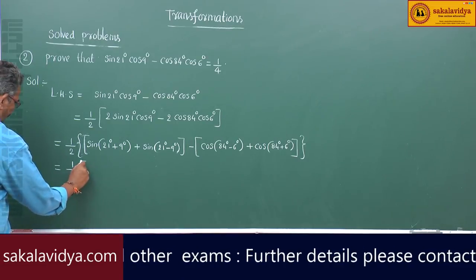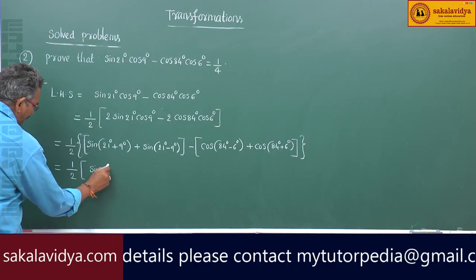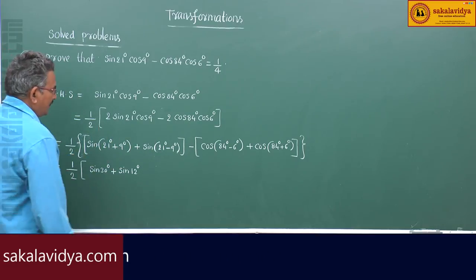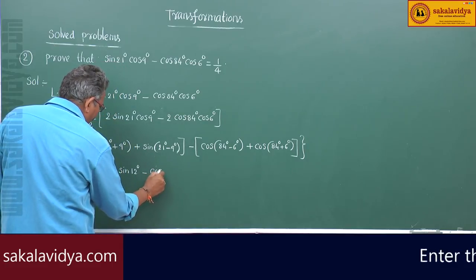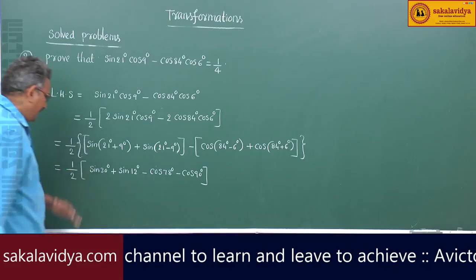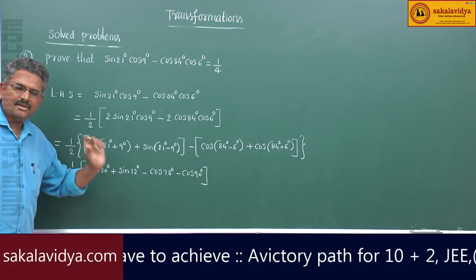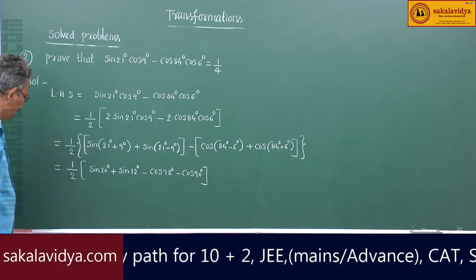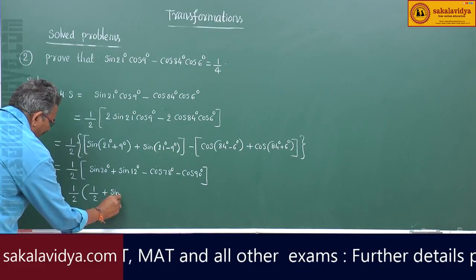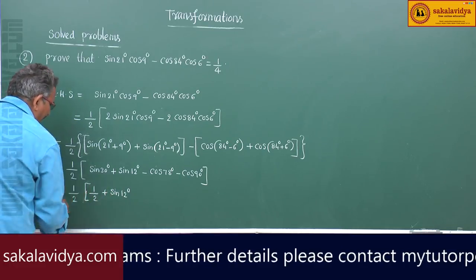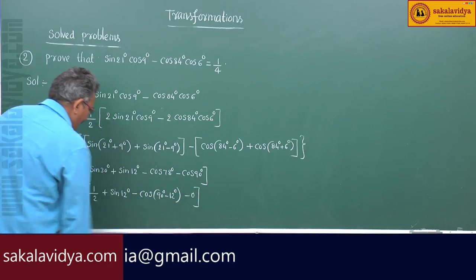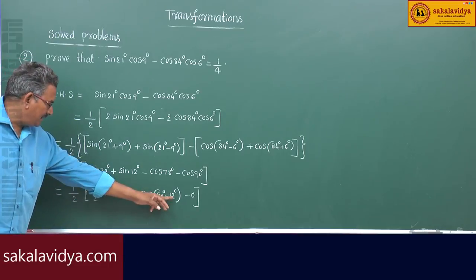Half multiplied by sin 30 plus sin 12 degrees, because 21 minus 9, minus cos 78 degrees, that is 84 minus 6, plus cos 90 degrees. Now, this sin 30 and cos 90 values we can write directly, whereas cos 78 let us change. This is half multiplied by, half plus sin 12 degrees and minus cos of 90 degrees minus 12 degrees and minus 0. What is cos 90 minus theta? Cos 90 minus theta is sin theta.